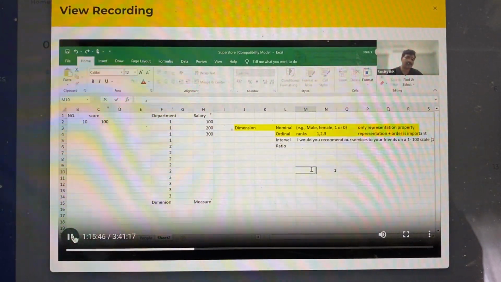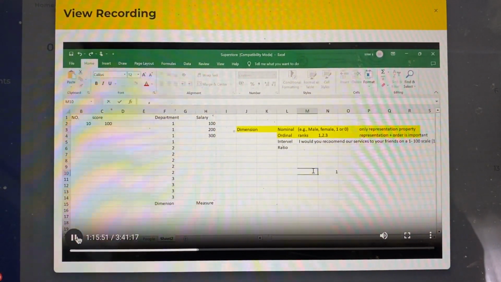Now, which is the lowest order scale? Nominal is the lowest. Second lowest is ordinal. Third lowest is interval.